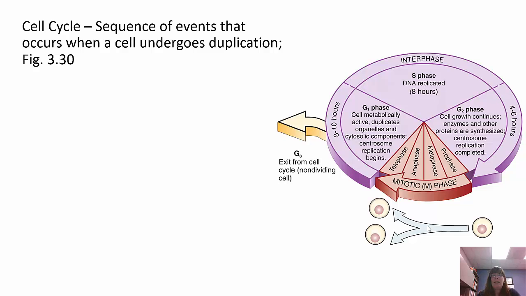The last phase, the mitotic phase, the M phase, that's when the nucleus is actively dividing. And that's divided into 4 sections: prophase, metaphase, anaphase, telophase, or PMAT.